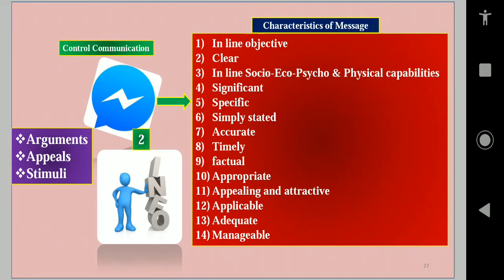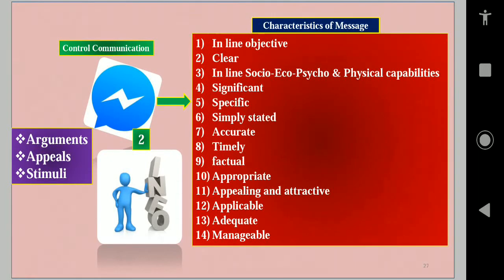Then come to the message. In message you can see that it is also called arguments, appeals, stimuli. It also controls the communication process, information. What are the characteristics of message? First, in line with the objective to be attained. Objective should be attained in one line. Clear: the message should be clear, understandable by the audience, and in line with the mental, social, economic and physical capabilities of the audience.